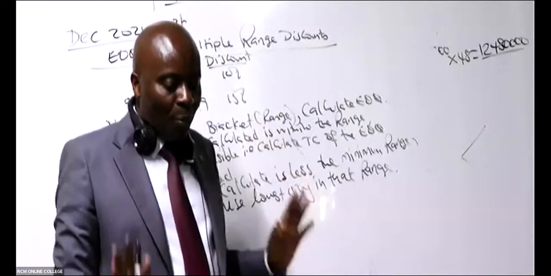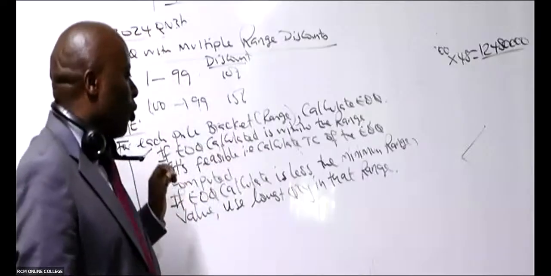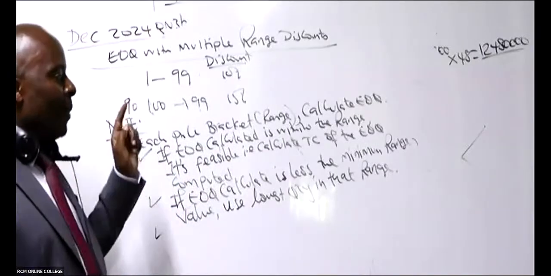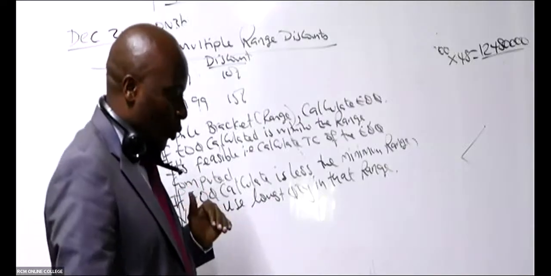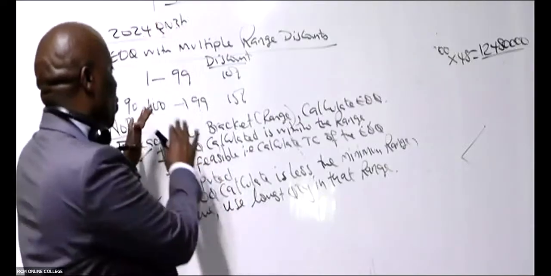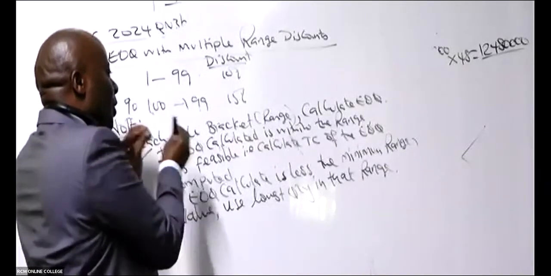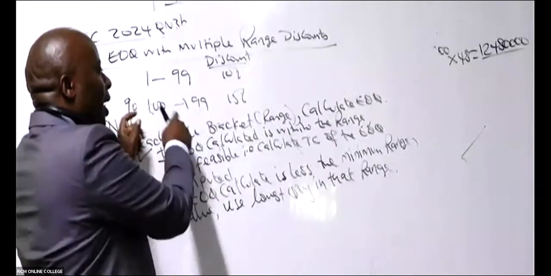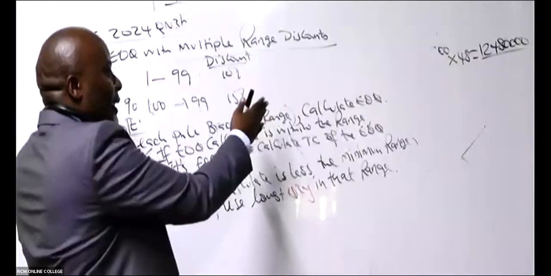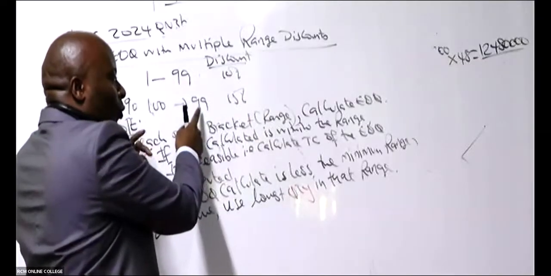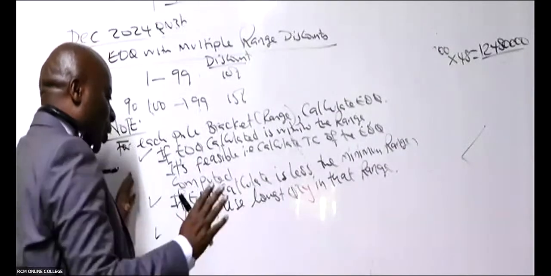So if EOQ computed is bigger than the maximum range value, what shall we always do? You ignore. So if you're using this range again, you are computing EOQ. Get 240. Where is 240 in this class? 240 in this class is outside. It's bigger than this. 240 is bigger than this. So if it's too big for the shoe, you ignore that one.